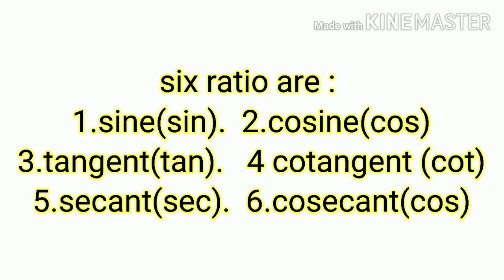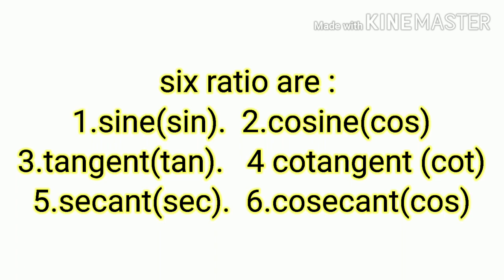There are 6 fundamental ratios of trigonometry. First one is sine, S-I-N-E, which short form is sin. Next, the second is cosine, which is shortly known as cos. Third one is tangent, known as tan. Fourth one is cotangent, known as cot. Fifth one is secant, known as sec. And the sixth one is cosecant, known as cosec.